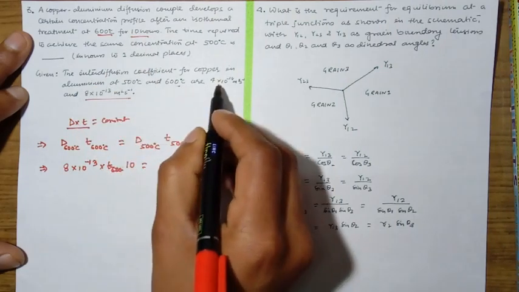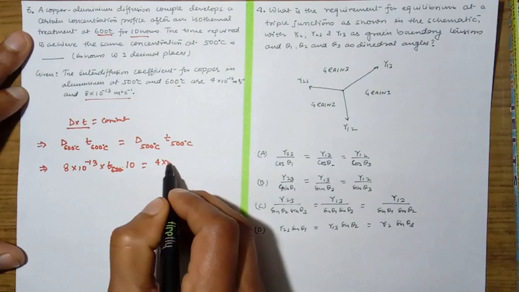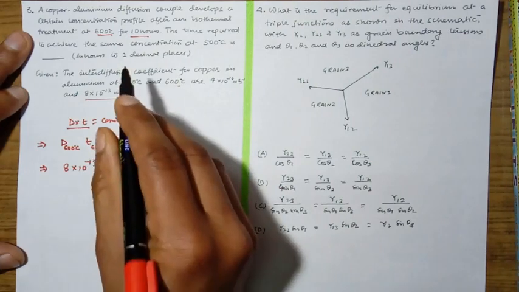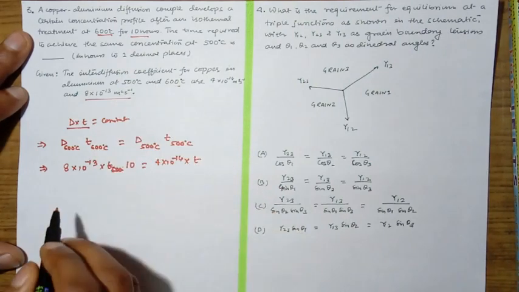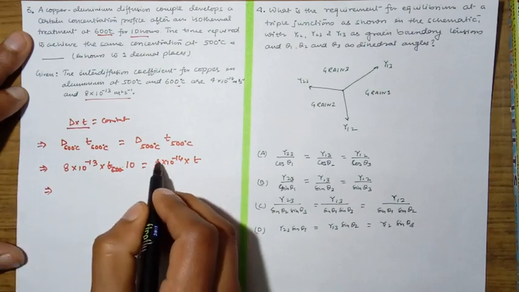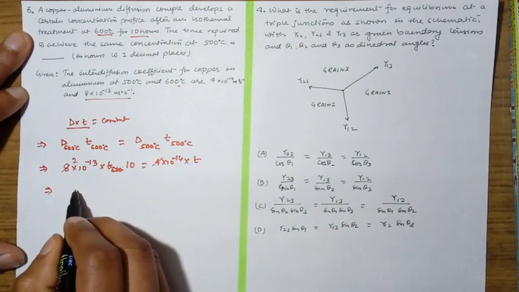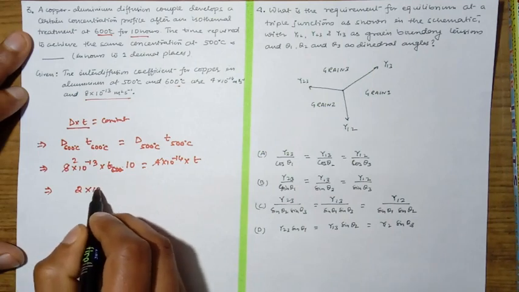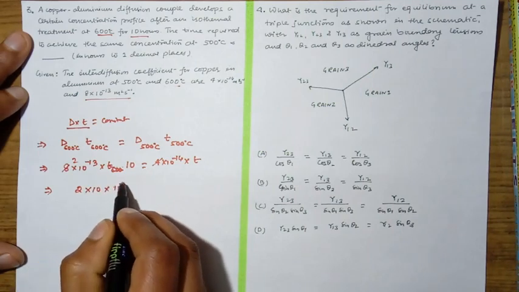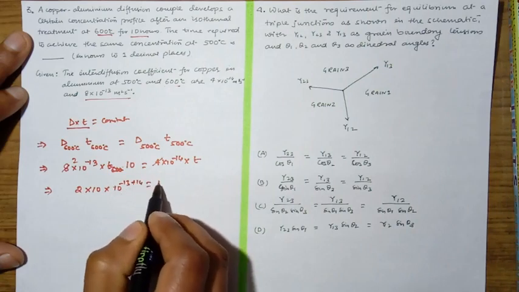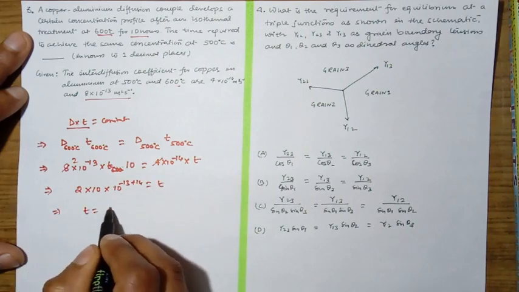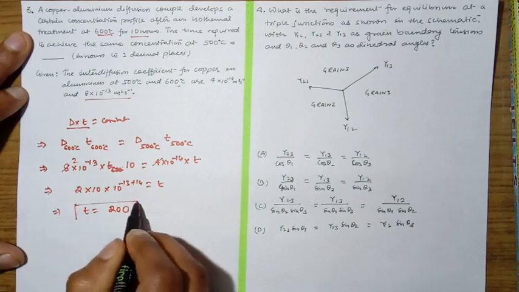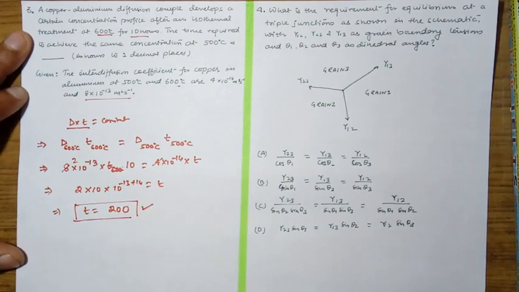What is the value of D? It is 4 into 10 power minus 14, and time we have to calculate. So this will be 2 into 10 power minus 13 plus 14 is equal to t. So this implies t is equal to 200. Okay, so this is the answer.